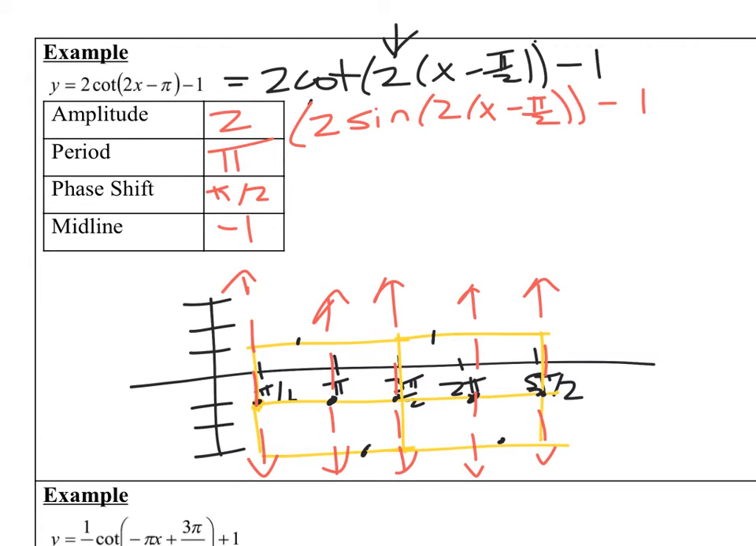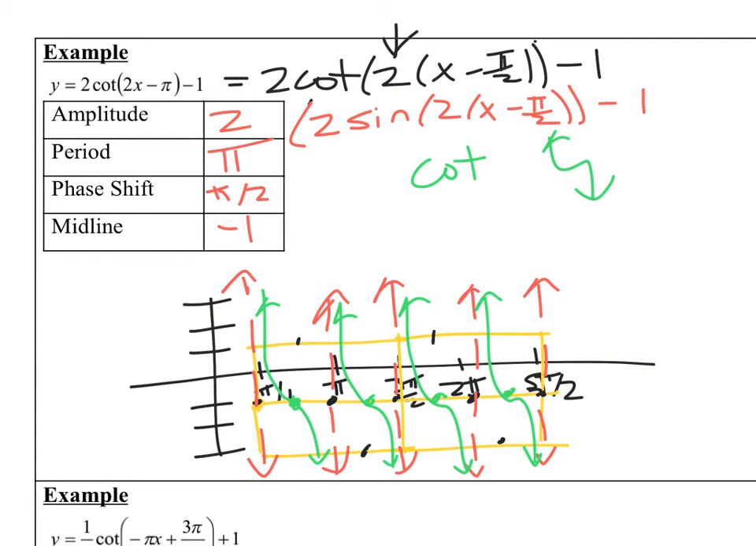Then I go on the midline equally between the vertical asymptotes. That's my point of inflection. And we're dealing with positive cotangent, which snakes down. Notice it's only taking a width of pi over 2 to repeat. That's because it's taking my period of sine or cosine and cutting it in half. It repeats in half the time.